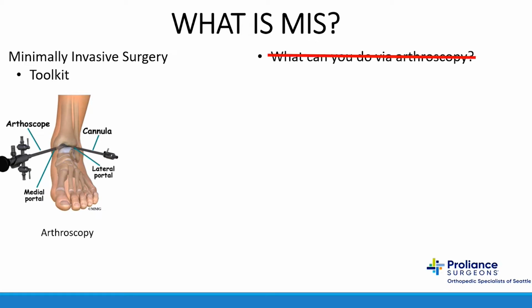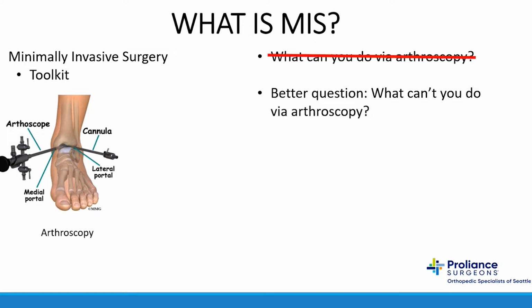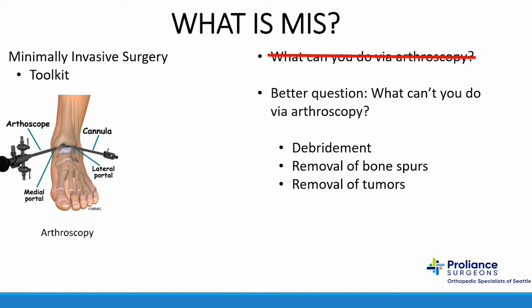So what can you do via arthroscopy? I think a better question is, what can't you do via arthroscopy? Because we're really trying to broaden our horizons and perform surgery that's safe and effective through smaller incisions. We can perform so many things, like debridement, which is basically fancy words for cleanup of the ankle joint or any other joint. We can remove bone spurs. I can remove small tumors in the ankle joint, for example. Also, as I showed before, we can address cartilage injuries.